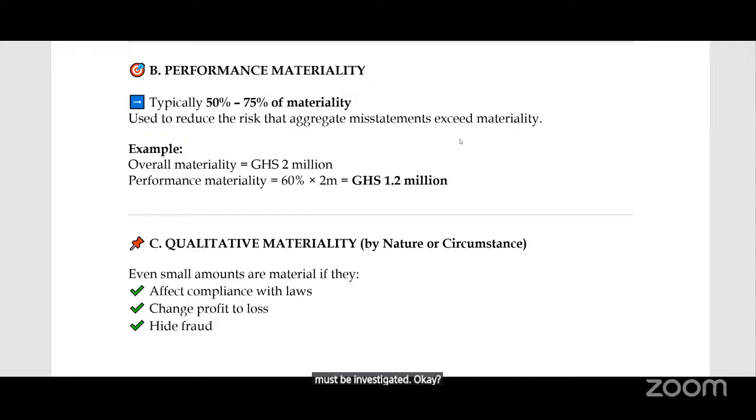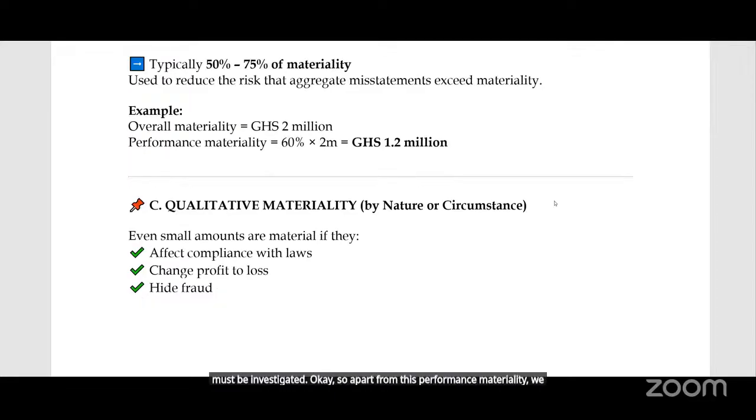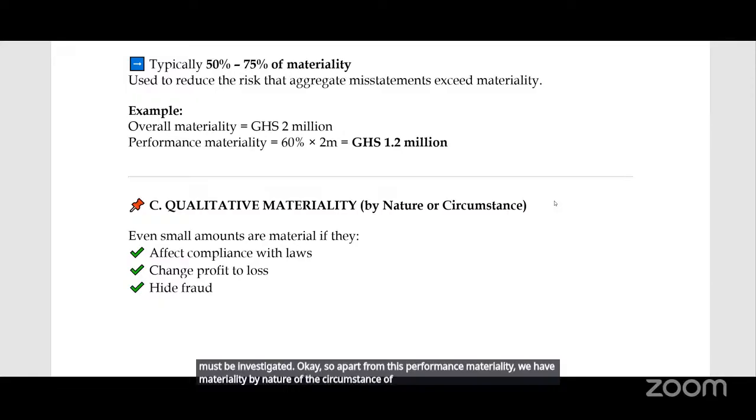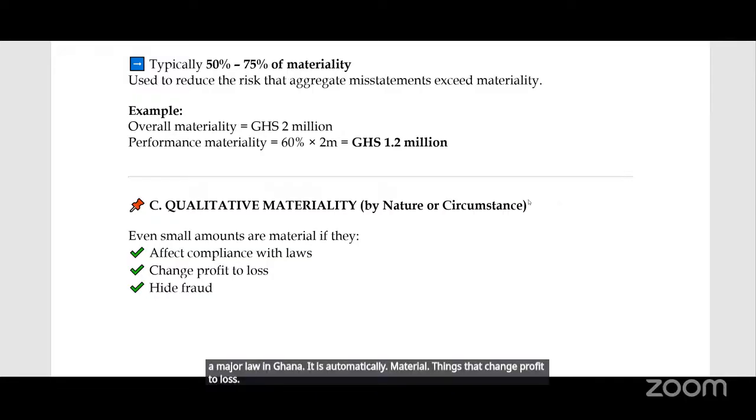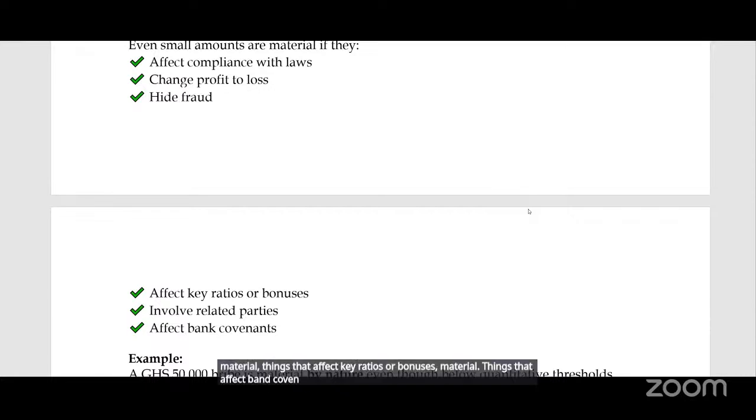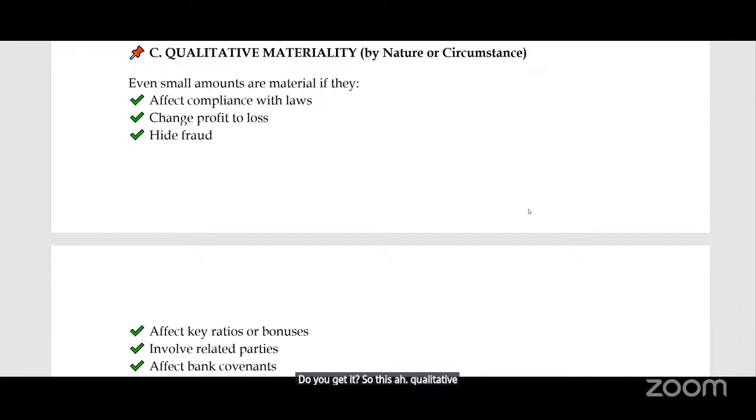Okay, so apart from performance materiality, we have materiality by nature or the circumstance of the issue that is happening. Small amounts are material if they affect compliance with laws. Let's say something that affects a major law in Ghana, it is automatically material. Things that change profit to loss are material. Things that hide fraud are material. Directors' fees are material. Things that affect key ratios or bonuses are material. Things that affect bond covenants are material. Things that involve related parties are material. Do you get it? So these are qualitative materiality thresholds that are not number related, but they are material.